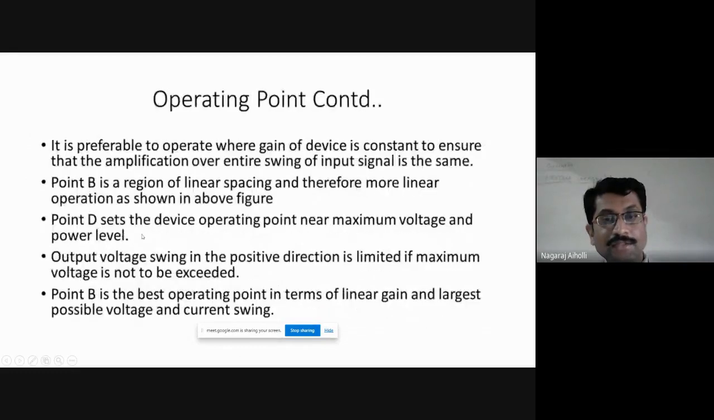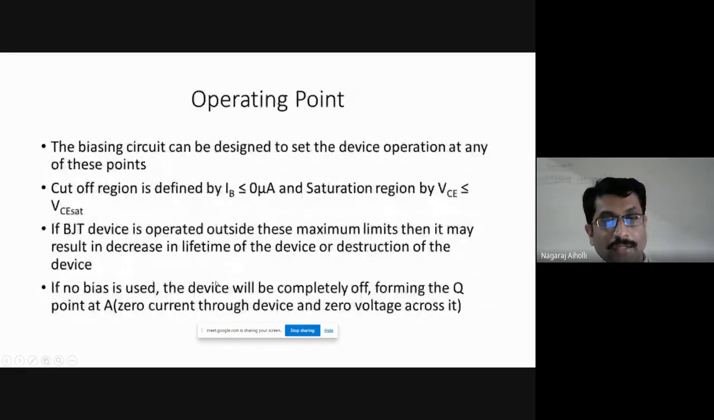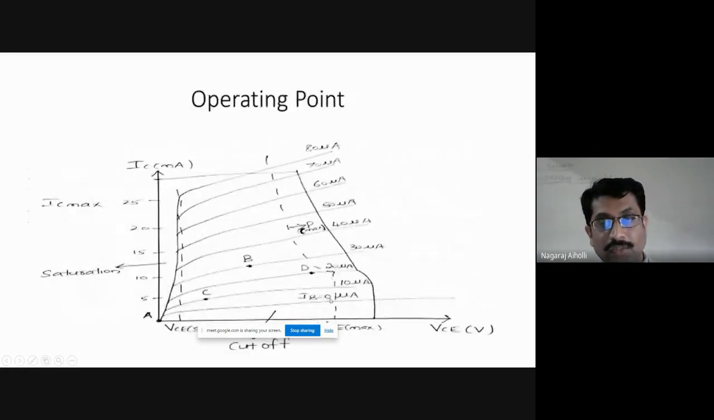Point D sets the device operating point near maximum voltage and power level, and hence the output voltage swing in the positive direction is limited. It is decreased because of the maximum voltage not exceeding this limit. Right? If we consider the point D here, it is nearer to the maximum value of VC max, and hence the positive portion of the input signal will not go beyond this VC max. It is always less than the VC max. Hence amplification will also be less. If the magnitude of output is less, amplification is also less.